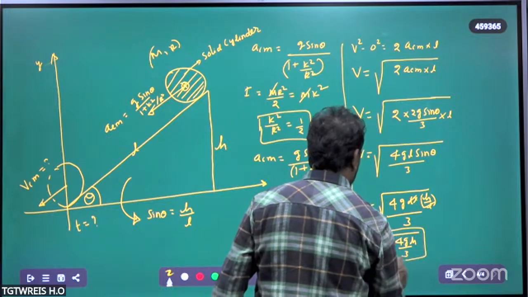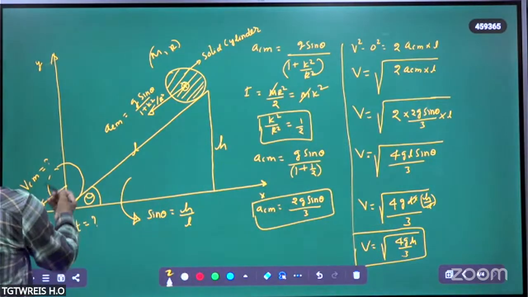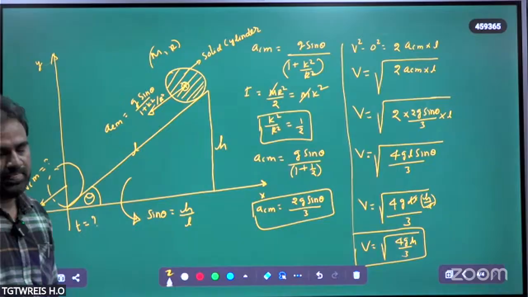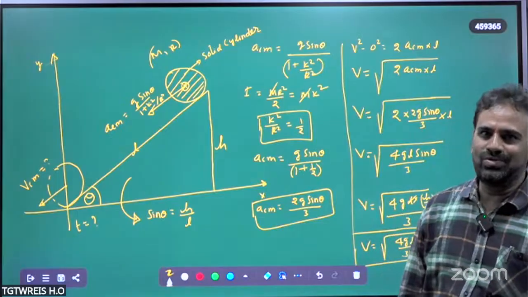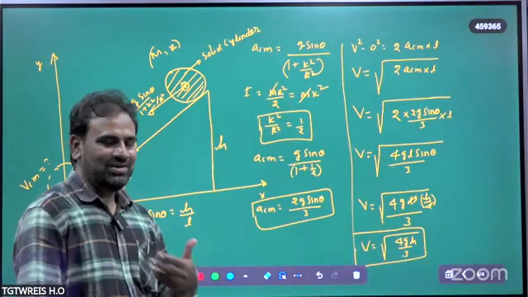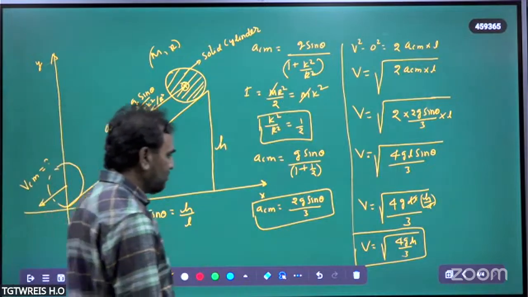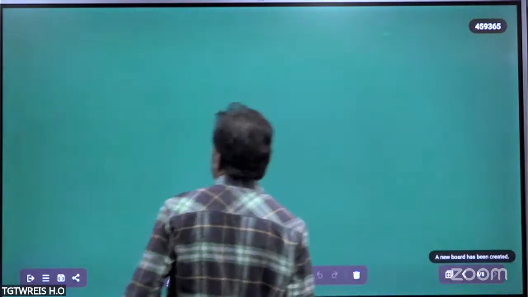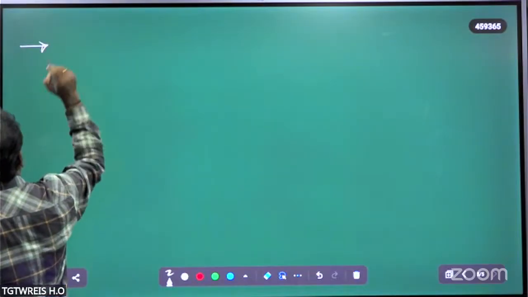So with this velocity it would reach the bottom. Therefore the velocity of the particle when it reaches the bottom is v equal to the square root of 4gh upon 3. Is it clear? Is it clear or not? The problem is very easy. Next, how much time will it take to reach the bottom? Next we have to calculate the time taken by the body to reach the bottom. Generally, distance is equal to velocity into time.